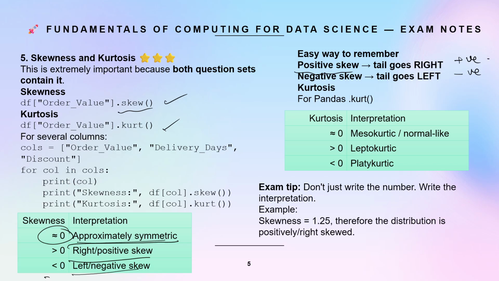For dot kurt, if it is about 0, that is mesokurtic, that is the normal curve. Greater than 0, leptokurtic, and less than 0 is platykurtic. It's really important to write the interpretation also along with getting the output.